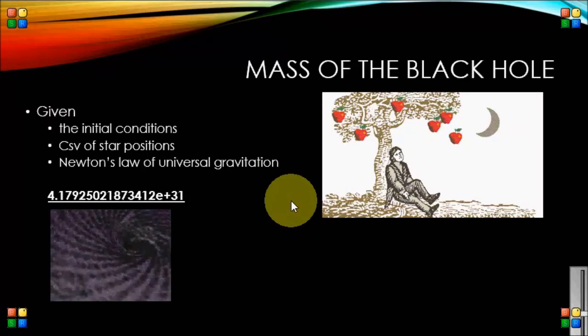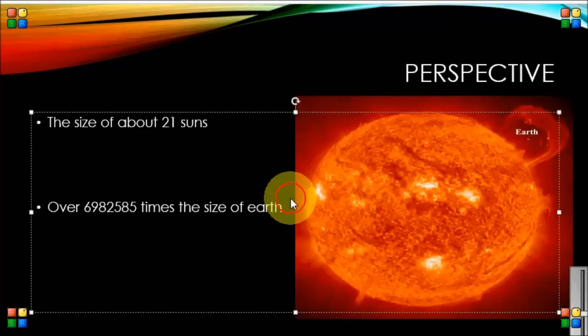Given the initial conditions, the CSV of the star positions, and Newton's law of universal gravitation, using my Python code, I was able to find the mass of the black hole, and I had found that it was 4.1792502187341 times 10 to the 31st. To put that in perspective, that is about the size of 21 suns and over 6,982,585 times the size of Earth.